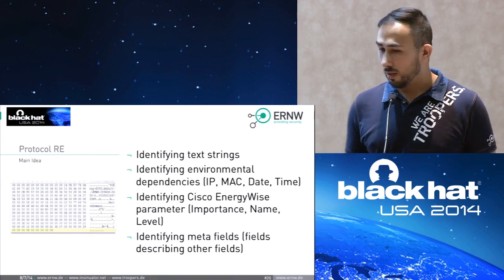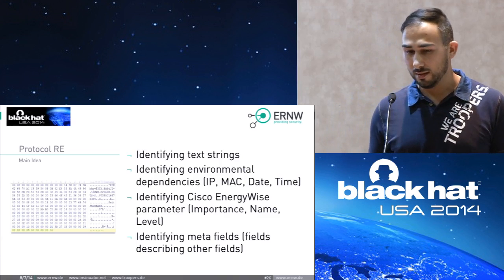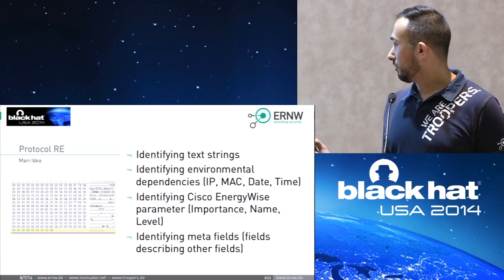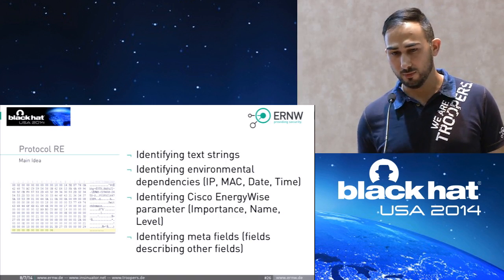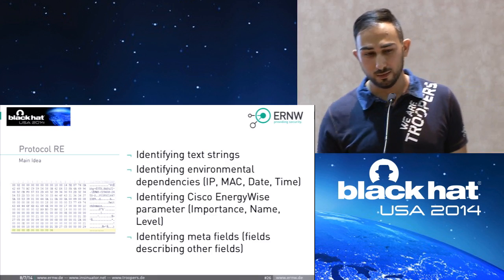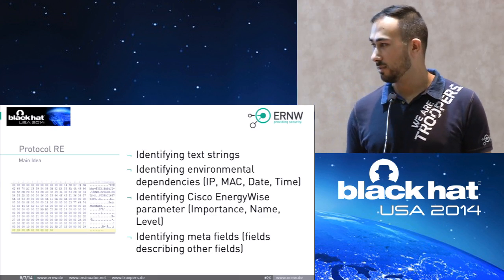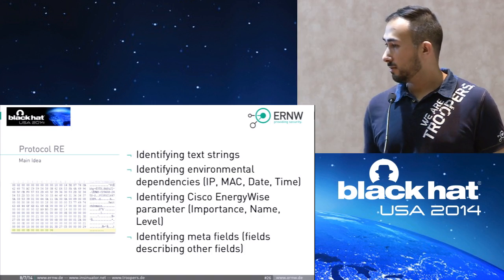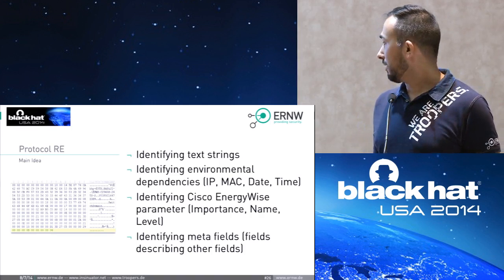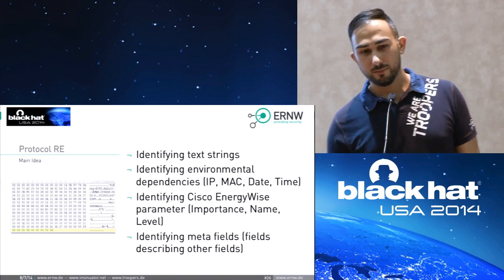So our approach to reverse engineer the EnergyWise protocol was to first identify the text strings in the packet. After that, we try to identify environmental dependencies like IP addresses, MAC addresses, dates, and timestamps. After that, we try to find the Cisco parameters.